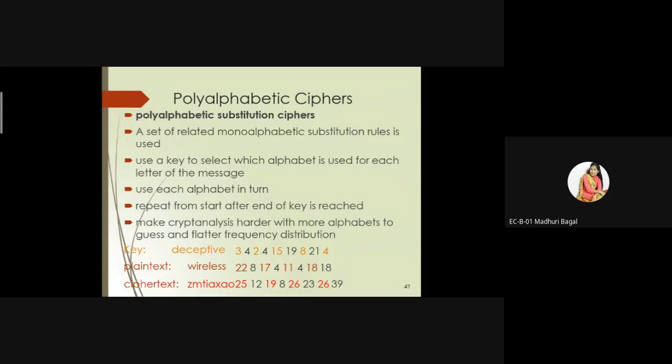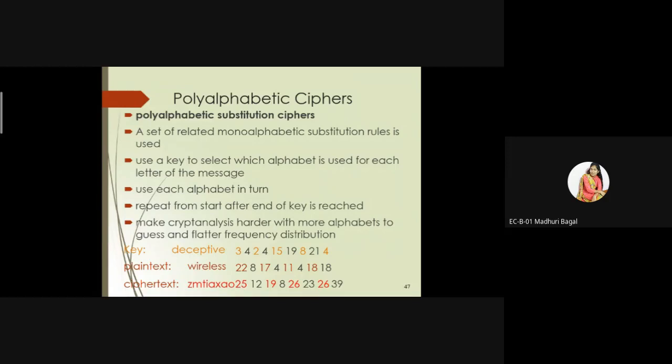Then we have to add the two numbers. If we add the key deceptive to wireless, we take the first column. The respective number for D is 3 and the respective number for W is 22. So 3 plus 22 is 25, and we can write the letter Z for 25. In this manner, we can add any key to our message.